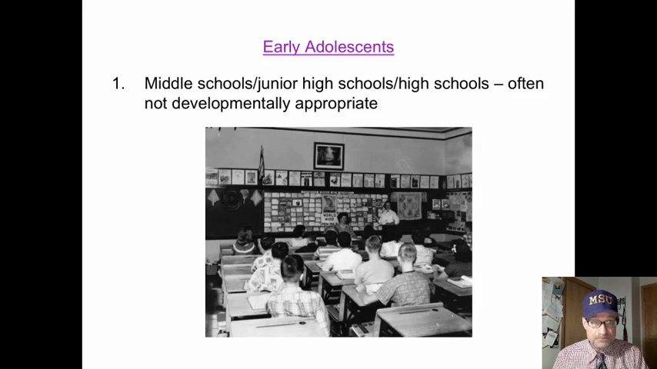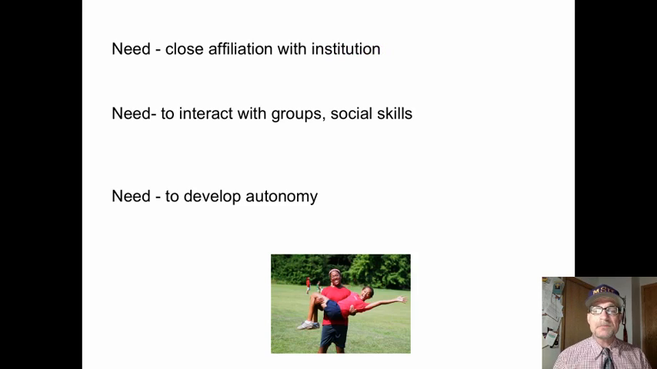All right, early adolescence, middle school, junior high schools. And we're going to look at high schools in just a minute, but most often these are not developmentally appropriate. Why is that? Because people are more interested in test scores and creating educational factories than they are about educating human beings, learning, helping people to become good human beings, knowledgeable. This is what we need with this adolescent population.